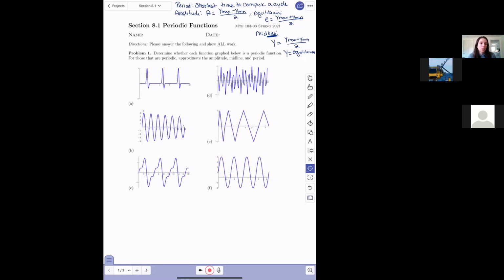Okay. So for problem 1, we have to determine whether each function graphed below is a periodic function. And if it is, we have to determine the period, approximate the amplitude, midline, and period. Oh, oops. I read that wrong. But all right, so this first one here, this one is a periodic function. The same exact thing keeps happening. So it's a cyclical function. We can predict that right around here, we're going to have another peak, and then we'll have another lowest point. All right, so part A is periodic.